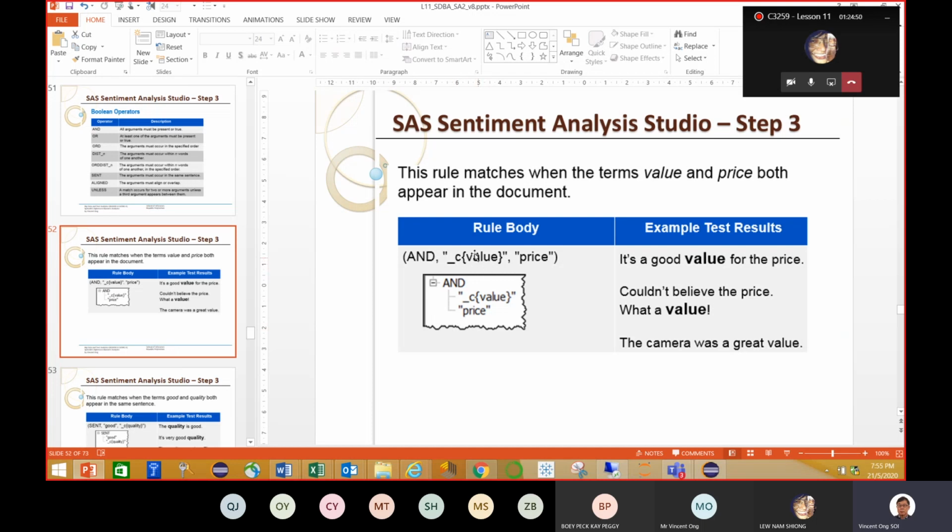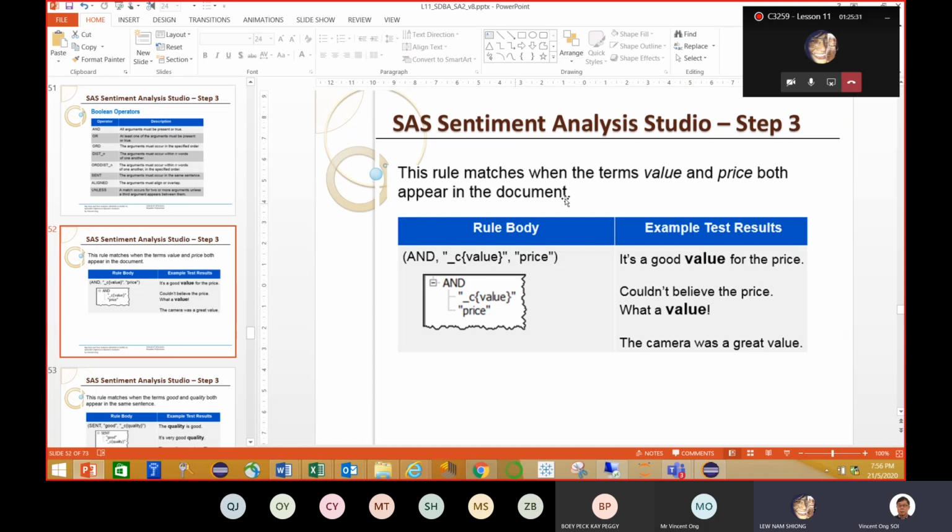That means this rule and this rule must be fulfilled in the document, both in the same document. So for example, I have a sentence about value. Here we are talking about price and good value, but to say that price has good value, they must occur in the same sentence. So I put an AND condition here. "I couldn't believe the price." The price does not have to be in the same sentence.